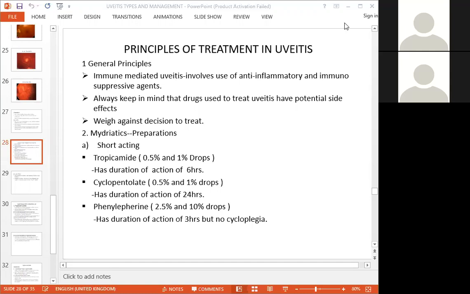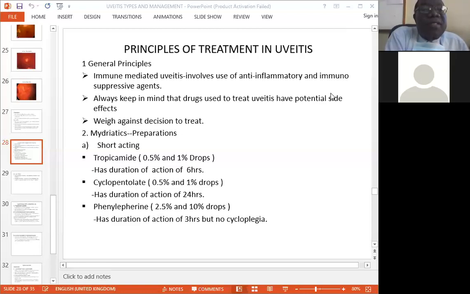Mydriatic preparations: you have got short-acting ones, tropicamide 0.5% and 1%. It has a duration of action of 6 hours. Cyclopentolate, 0.5% and 1% drops, has a duration of action of 24 hours, longer than the tropicamide. Phenylephrine, 2.5% and 10%, has a duration of action of 3 hours. This is the shortest acting. So these mydriatics are to break the synechiae.